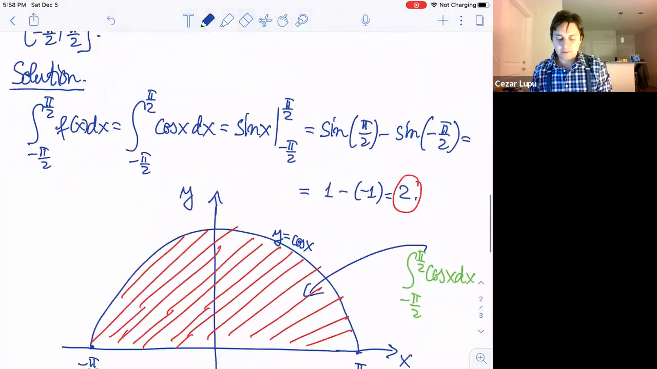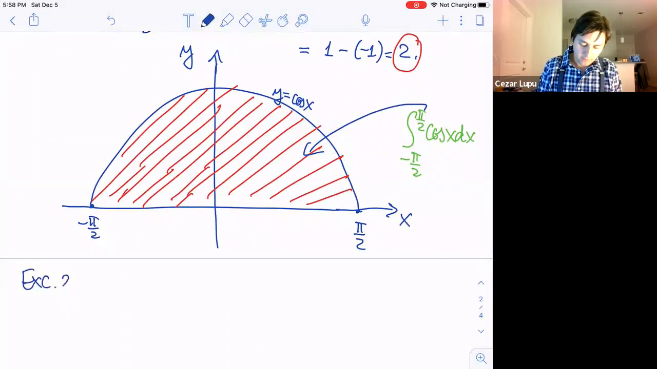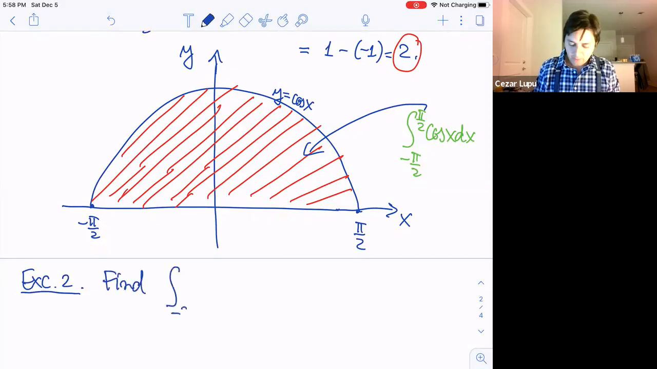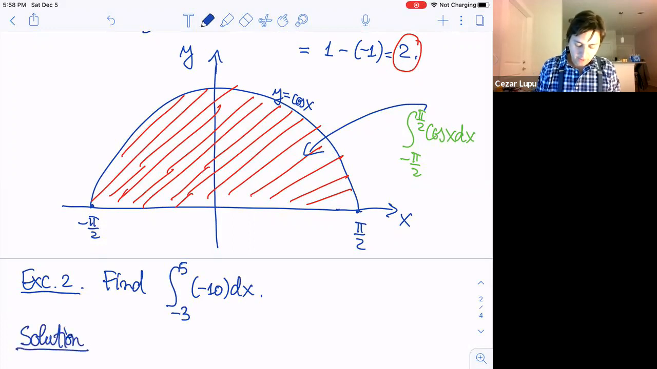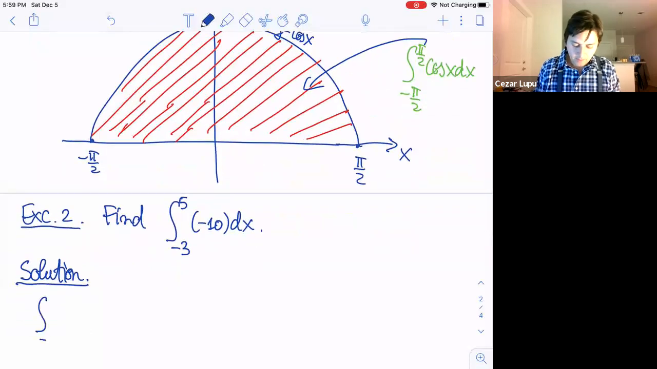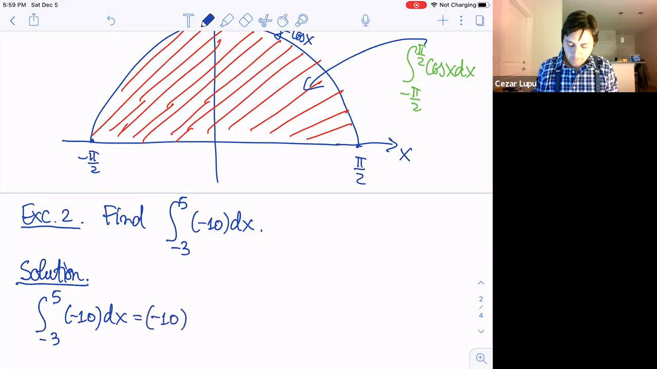Now let's see another example. So exercise 2. Again, we want to find the integral from negative 3 to 5 of negative 10 dx. Pay attention here because it's a little bit of a trap. It's just a constant. So the integral from -3 to 5 of -10 dx will be, taking the constant out, -10 times the integral from -3 to 5 of 1 dx.